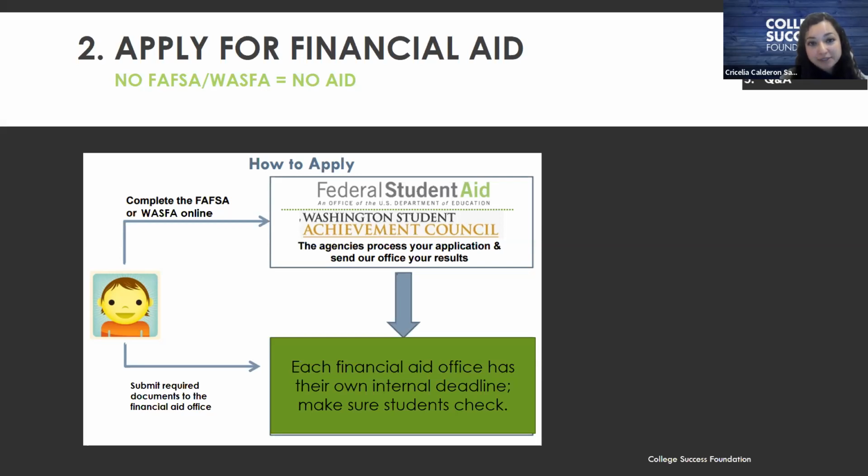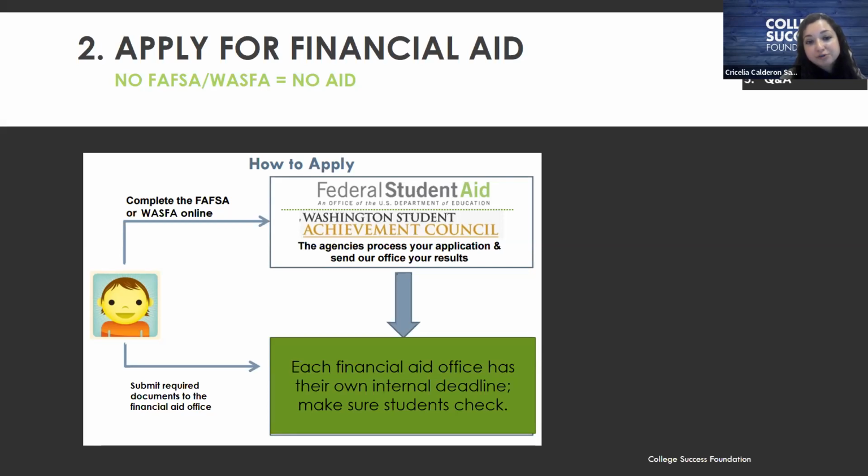One of the most important results of filing a FAFSA or WASFA is the calculation of the student's EFC, or expected family contribution. Financial aid offices use the EFC and other information provided in the FAFSA or WASFA to determine what type and what amount of financial aid to award the student. An important thing to note is that each financial aid office has its own priority deadline to apply for financial aid, so students should be ensured to include this information in their college search.